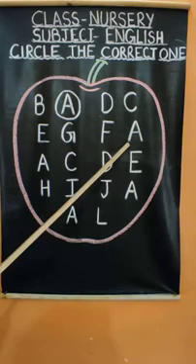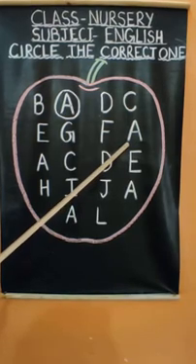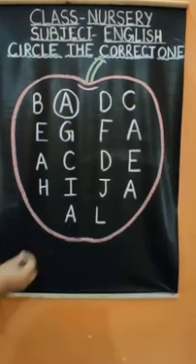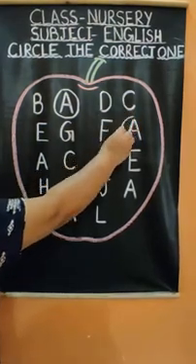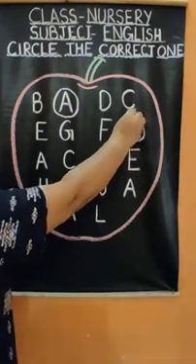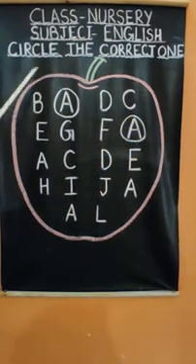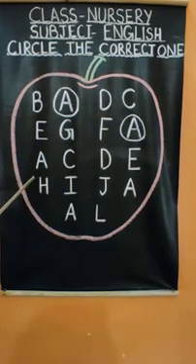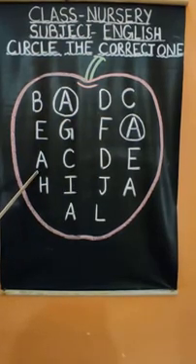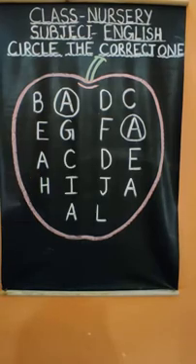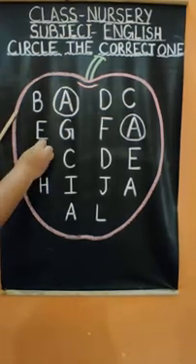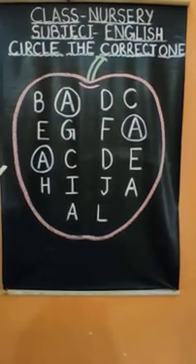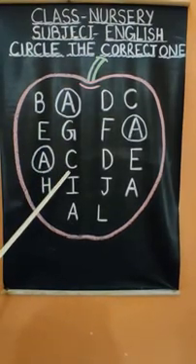And what alphabet is this? A. Yes, we will circle alphabet A because this figure belongs to A for apple. क्योंकि ये फिगर A for apple की है इसलिए हम A को ही सर्कल करेंगे. Now which alphabet is this? Again this is A. A for apple. So you will circle A for apple. Very good.